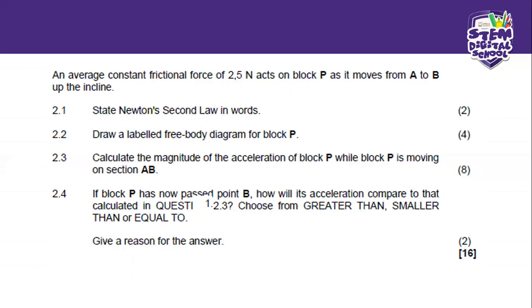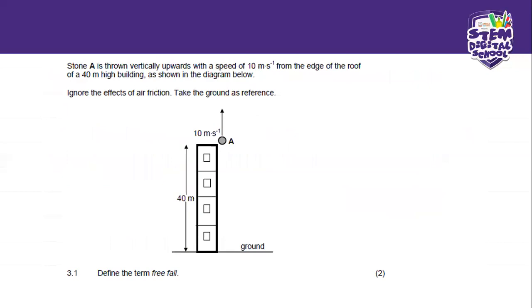Okay, so that is the end of question 2, and it counts 16 marks. So now we move to question 3, right? Question 3 says stone A is thrown vertically upwards with a speed from the edge of the roof of a 40 meters high building, as shown in the diagram below. Ignore the effect of air friction. Take the ground as reference.